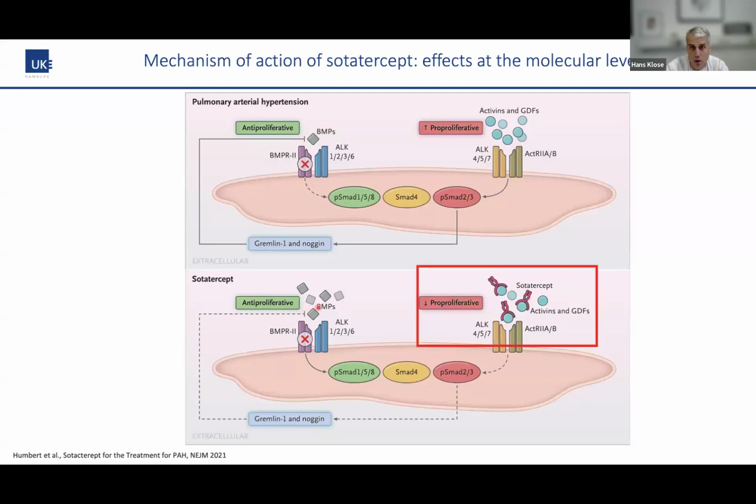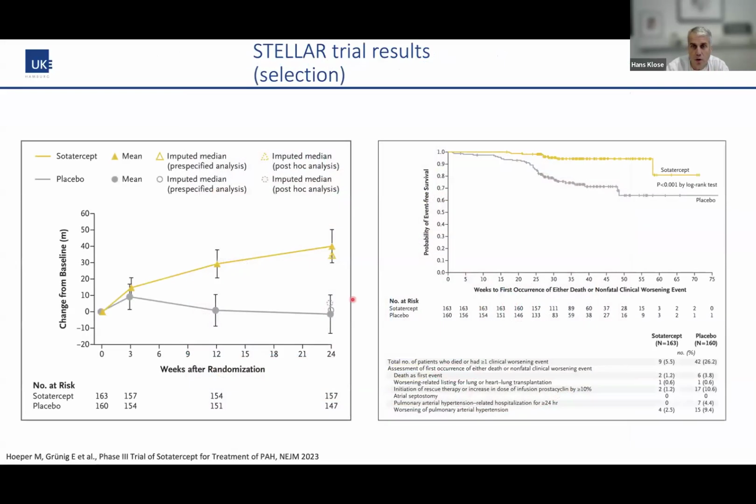It's clearly working. If you look here at the STELLAR trial, it's clearly working, 6 minutes walking distance better. And I think this one is quite impressive: if you look at the total number of patients who died or had one clinical worsening event, so had to go to hospital or had right heart failure, you see in the sotatercept group only 9 patients achieved this and 42 in the placebo group. So this is a clear benefit for patients when taking this drug versus placebo.